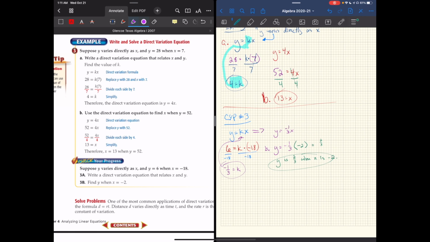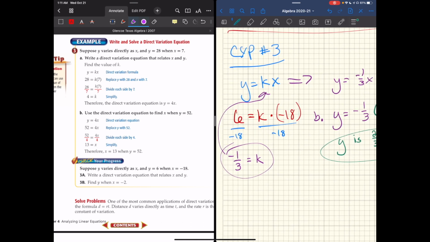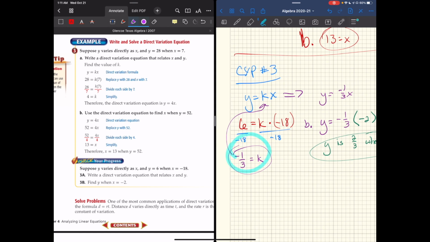All right, you can see my work here. I started as soon as I saw that phrase, y varies directly as x. I started by writing down y equals k times x. I substituted in y was supposed to be 6 when x was negative 18. That's the information we see right here. And I simply solved for what that meant about the constant of variation k. And I got, after dividing by negative 18, that k had to be negative 1/3.